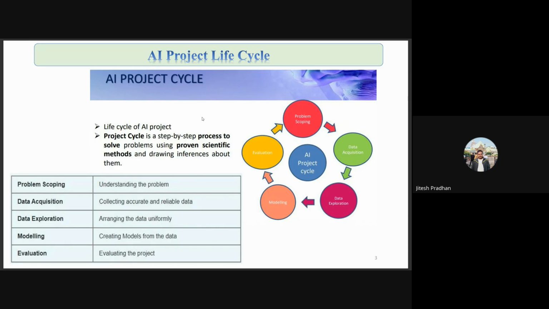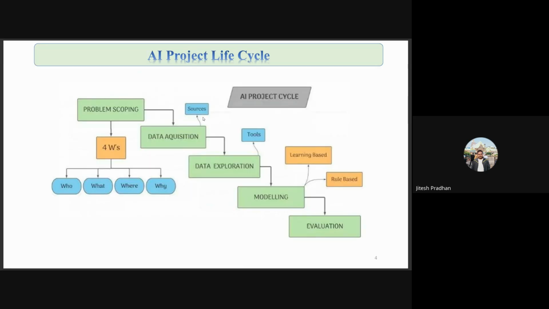Now, let's start with the steps of the AI project life cycle. The first is problem scoping. In problem scoping, we have to identify 4 Ws: who, what, where, and why. I will discuss what these are. Then we will go for data acquisition, where we have to identify our sources and collect the data. At the same time, we have to prepare our data also.